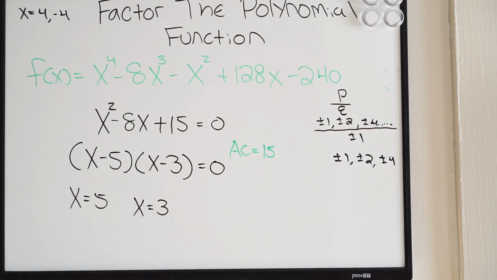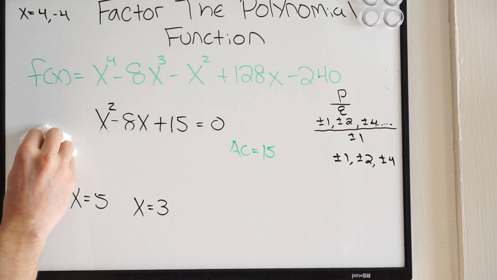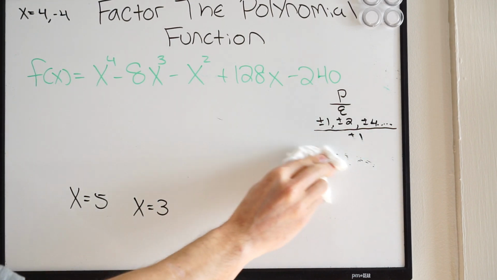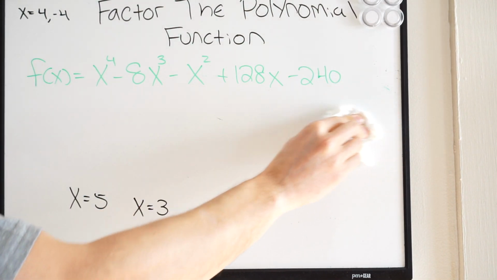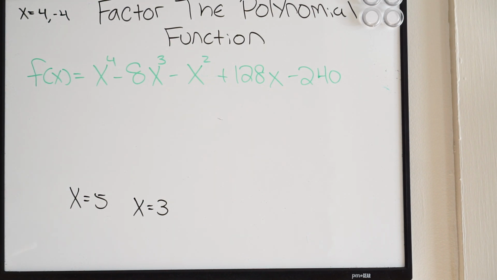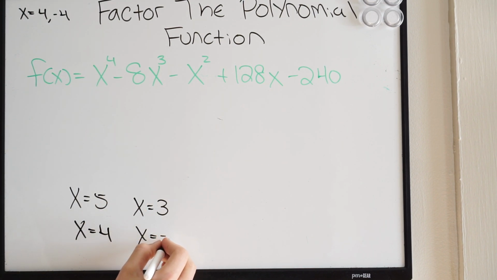So we went ahead and we solved for all the zeros of this function. The last step is actually putting it into factored form, and the only way you can do that is if you have the zeros. So let me erase this work here, and we're going to write out all our zeros that we found. We have x equals 4 as well, and we also have x equals negative 4.